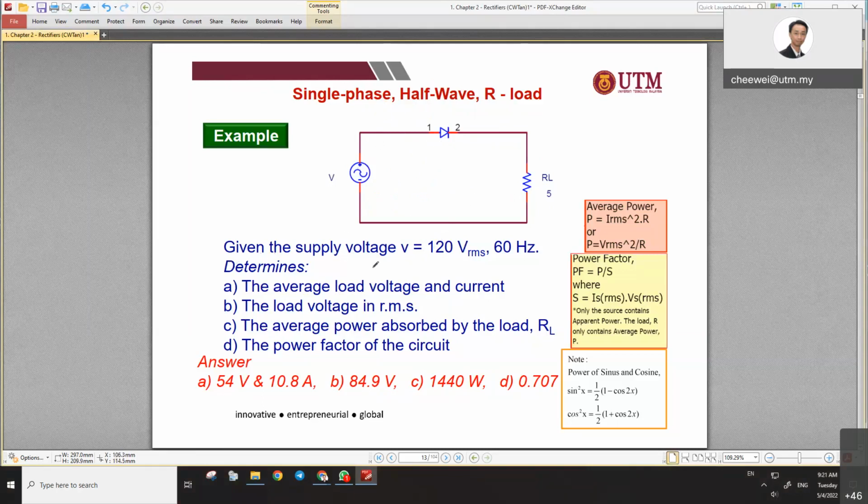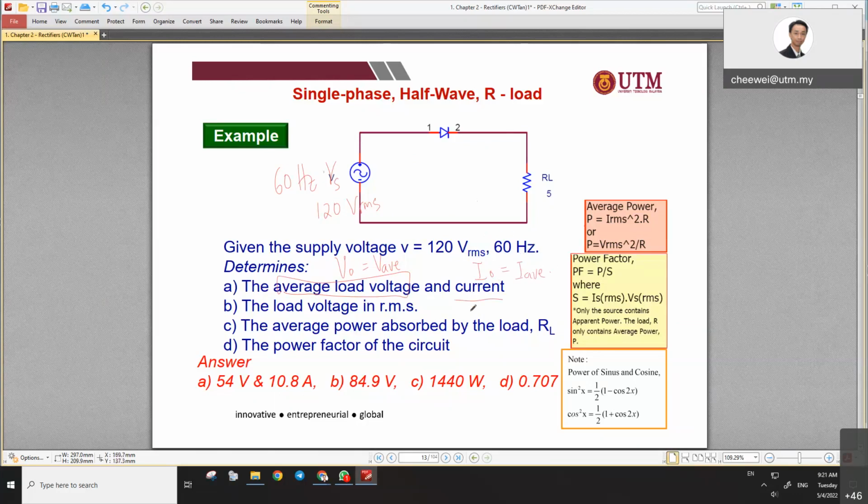Given here the supply V equals 120 V RMS. Now V is normally here the supply Vs. Vs is 120 in the RMS mode. And the frequency equals 60 Hertz. These are the information given. How do I calculate the average load voltage? If you're still not sure, what does this average load voltage refer to? V out or V average, both are the same. And the current is also the average current, I out or I average, it's the same.